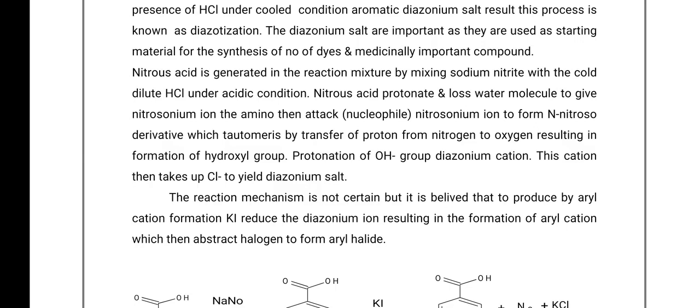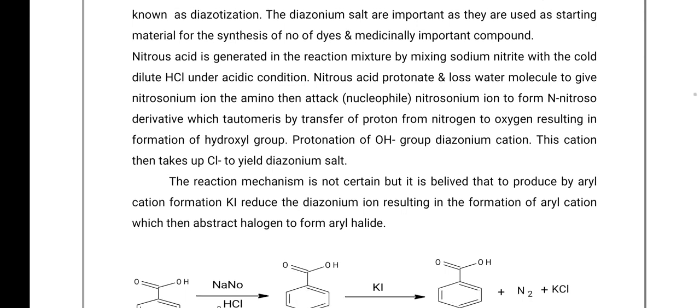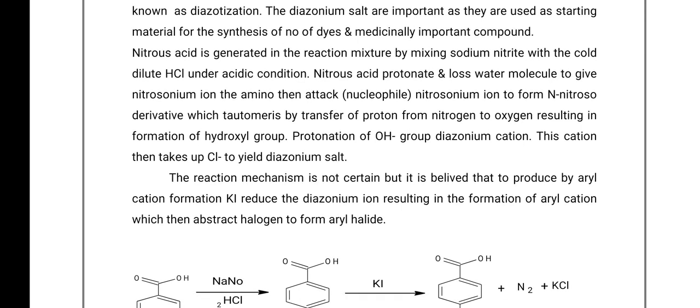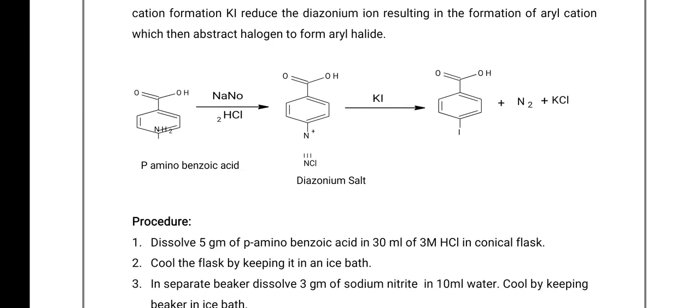But the main part they have given us is about the nitrous acid, which gets protonated and loses a water molecule to give the nitrosonium ion. After the attack of a nucleophile on the nitrosonium ion, they will form the N-nitroso derivative, and this is the tautomer of the diazohydroxide, with proton transfer from the nitrogen to the oxygen resulting in the formation of the hydroxyl group. Okay, we can see this in the reaction part.